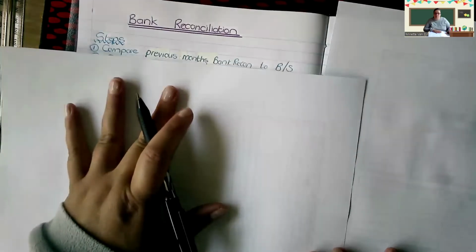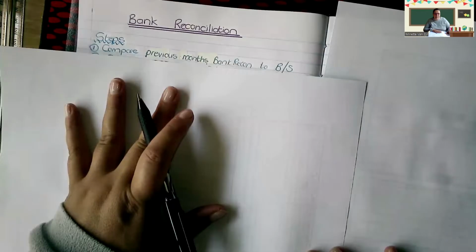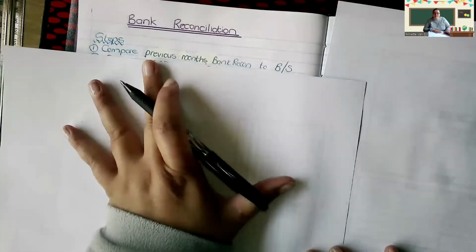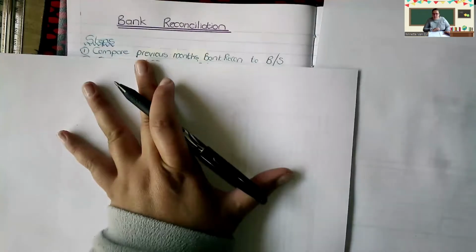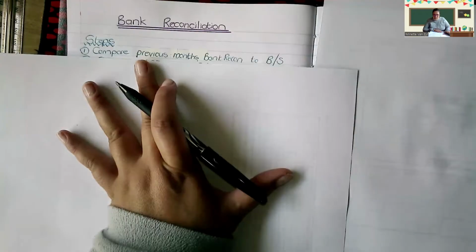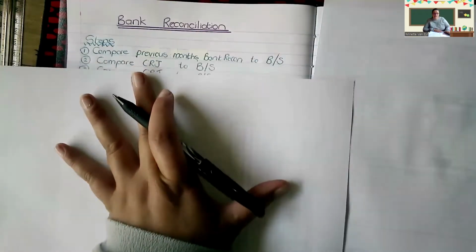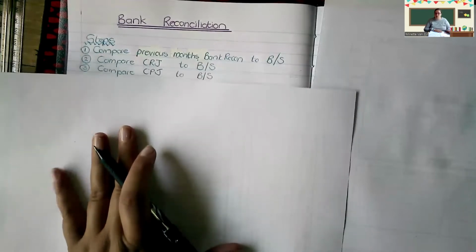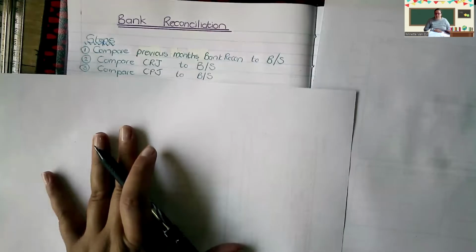Your first step when doing a bank recon is to compare the previous month's bank recon statement to the bank statement. This can only be done if it's given to you. If not, the information will be in the additional information attached to the question. Step 2, compare your CRJ to your bank statement. Step 3, compare the CPJ to the bank statement.